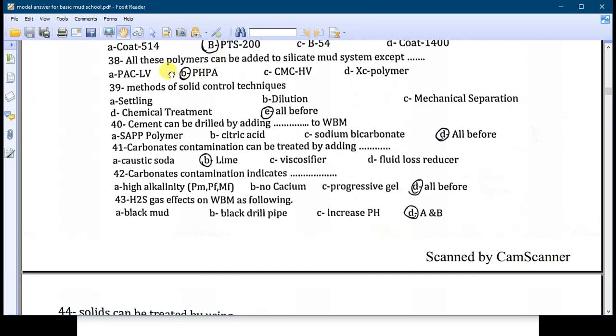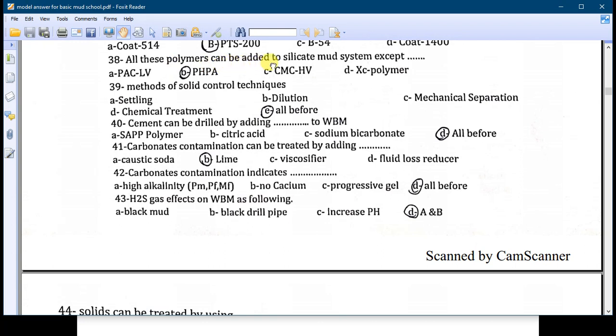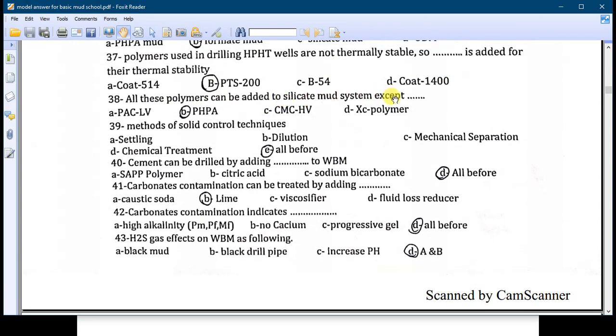Okay, all these polymers can be added to the silicate mud system, except the PHBA. Why? Because all of these polymers need high pH, but the PHBA needs low pH.